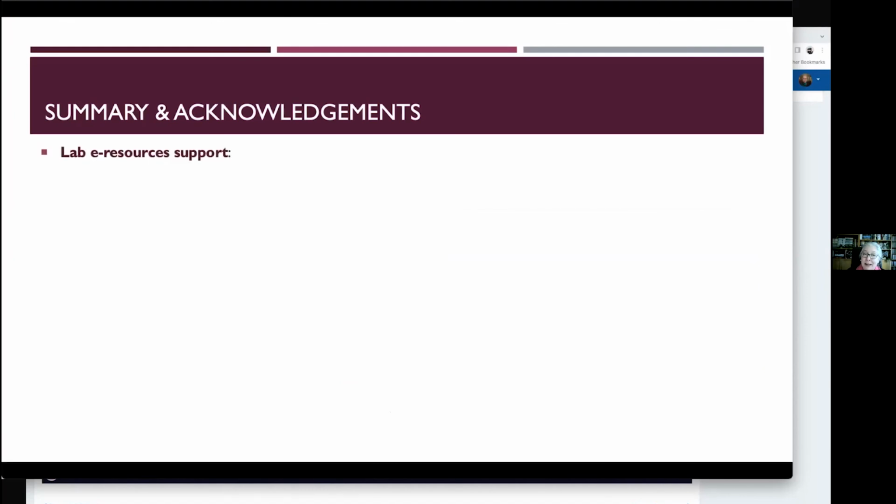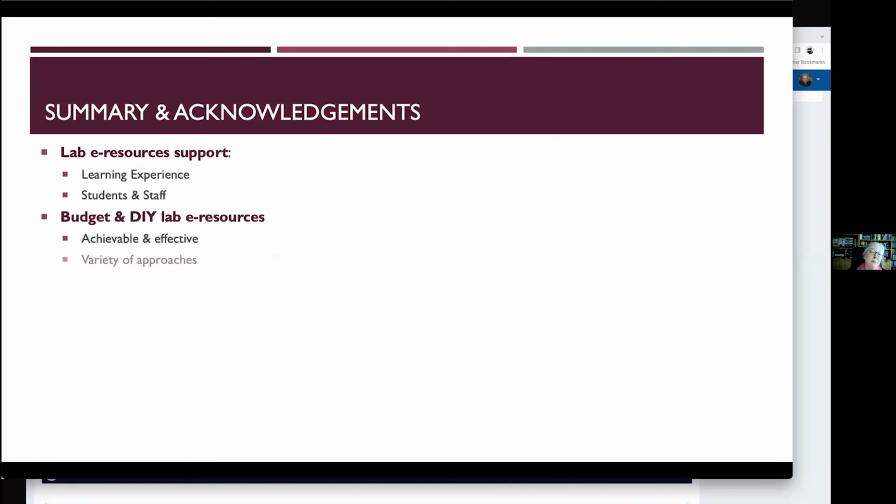Hopefully I've shown you that lab e-learning resources actually do support students and staff and enhance the student learning experience. And doing it yourself and doing it on a limited budget is achievable. It can be powerful, and the world's your oyster. You can do what you want. It's up to you to make what you want, to fit what you want. And obviously, you can use pedagogy to underpin this, and you can make resources that do contribute to Chem Ed and to SOTL. And I believe that these sorts of things are here to stay.